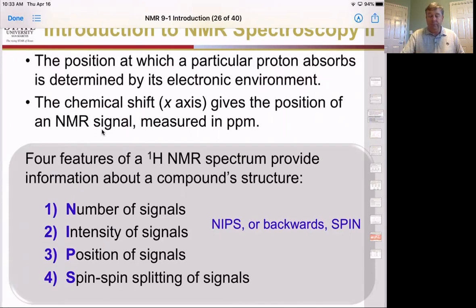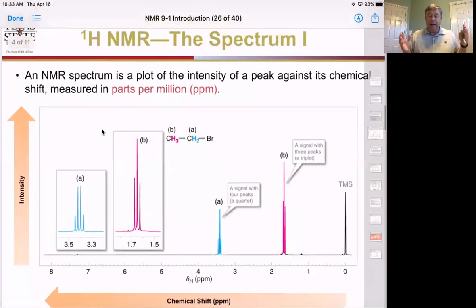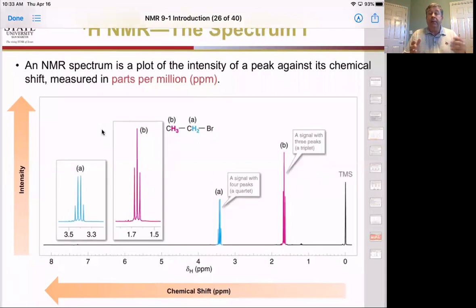So let's just back up and start with what a general NMR spectrum would look like. An NMR spectrum is typically a plot of the intensity of the peaks against the chemical shift of the peaks. And again, that's measured in parts per million as we shift along the x-axis here.